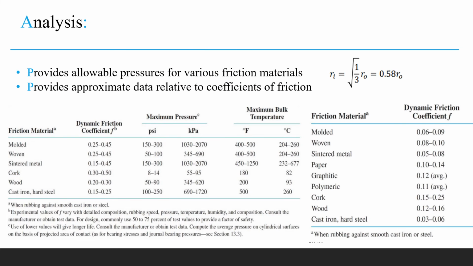Now, moving on to the last equation, which is displayed in the top right. This equation represents the ratio of the inside to outside radius. It identifies when the maximum torque for a given radius is obtained. The last piece of analysis includes the two tables seen below, which are critical to solving the two sets of equations stated above. They are both used to obtain either the allowable pressure for various friction materials in the bottom right table, or the approximate data relative to coefficients of friction in the bottom left table.